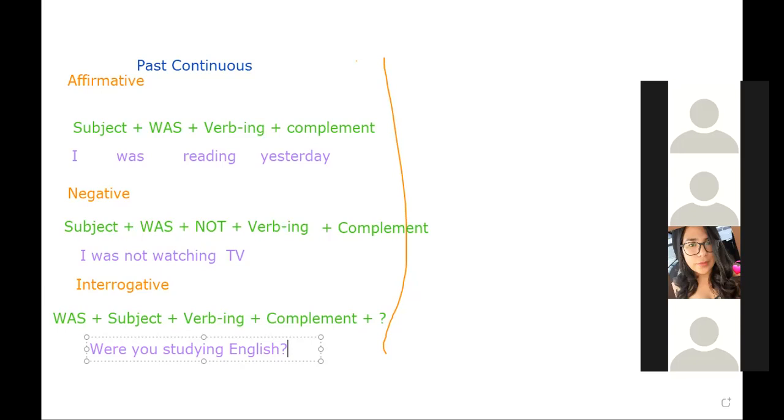In this case, there is a specific rule that says that if we use the second person, the subject, in this case, the pronoun you, we are going to be using were, because this is what we know as second person.